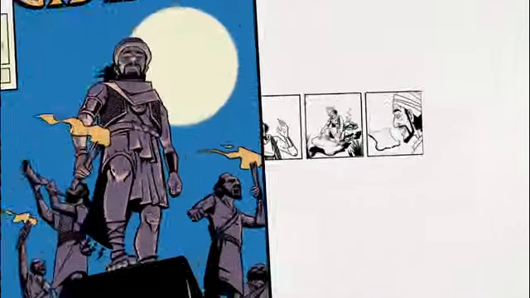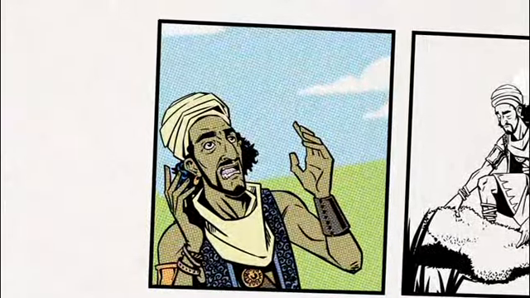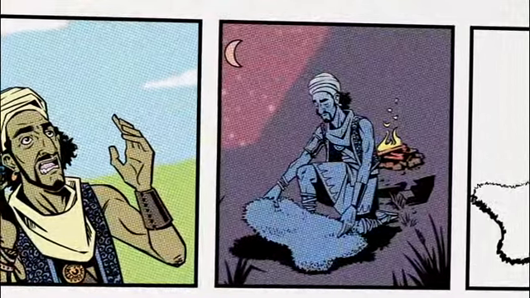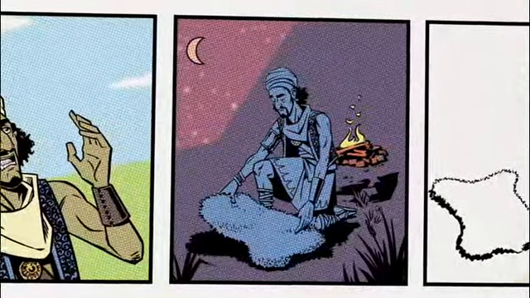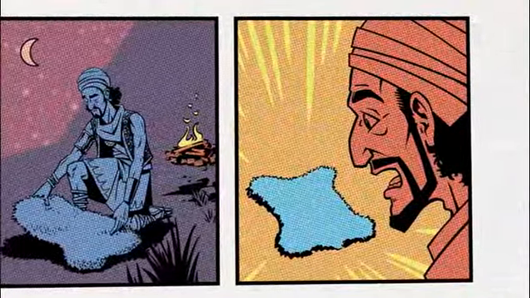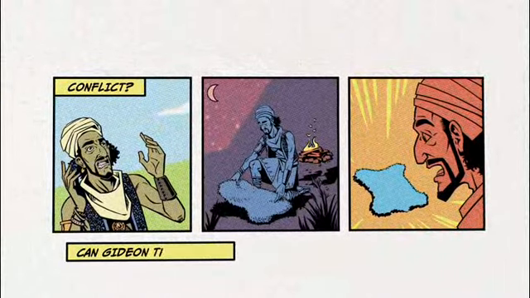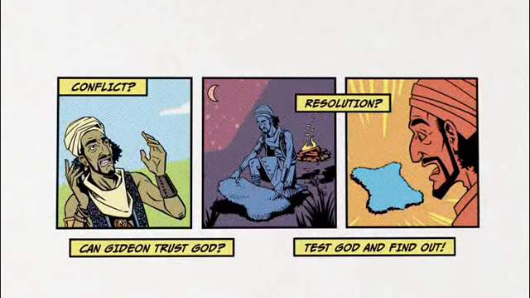There's this well-known scene where Gideon's trying to discern whether God will help him win a battle, and he requests a sign from God. Yeah, Gideon lays a wool fleece on the ground and asks that in the morning the fleece be wet with dew, but the ground totally dry, and God does it. Now, if you look at this scene just by itself, what is the conflict? How can Gideon know if he'll succeed? And the resolution? Test God, ask for a sign, and find out.